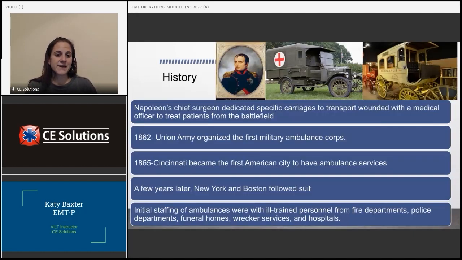Napoleon's chief surgeon dedicated specific carriages. He would transport wounded patients from the battlefield to go get treatment. In 1862, the Union Army organized the first military ambulance corps. In 1865, Cincinnati became the first American city to have ambulance services. A few years later, New York and Boston followed suit. Initial staffing of ambulances was with ill-trained personnel: firefighters, police, funeral homes, wrecker services, and hospitals.